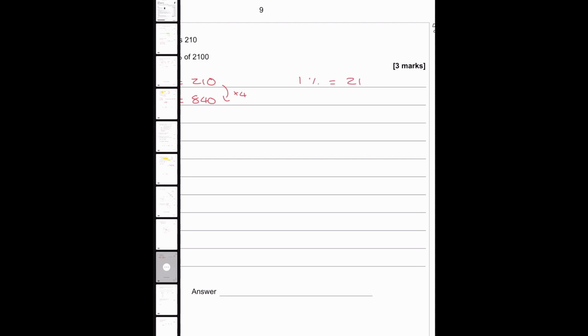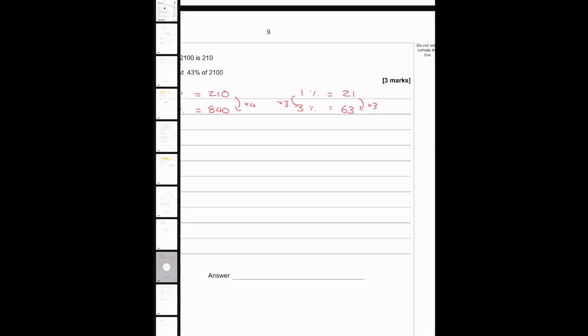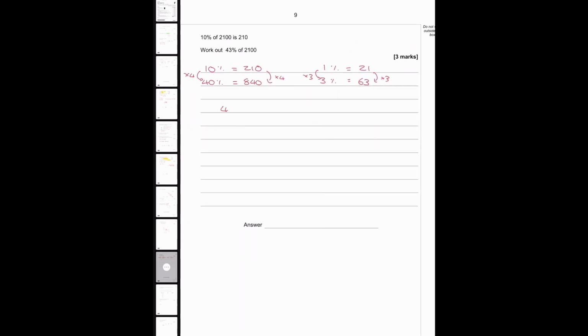If we know what 10% is, we can divide this by 10 to get 1%. 210 divided by 10 is 21. Now we can take our 1% and multiply it by 3 to get 3%. 21 multiplied by 3 is 63. We can then take our two answers, 840 and 63, and add them together to get our answer. 840 plus 63 is 903.